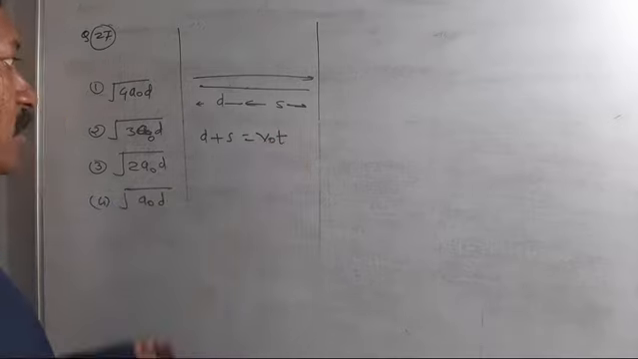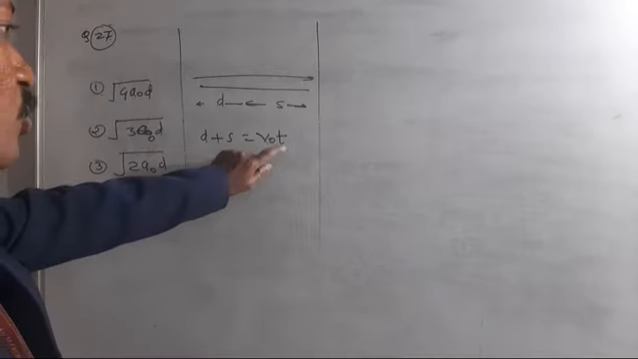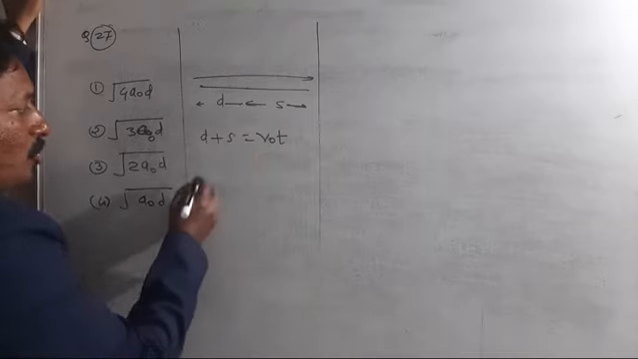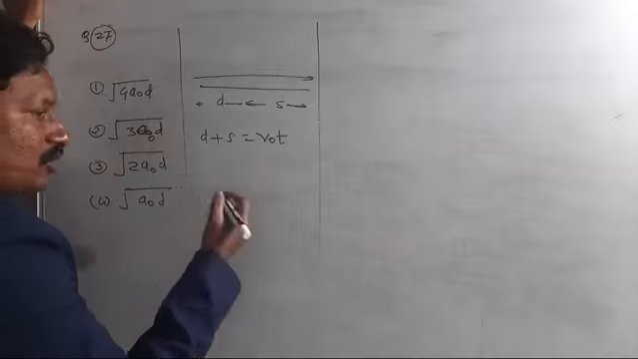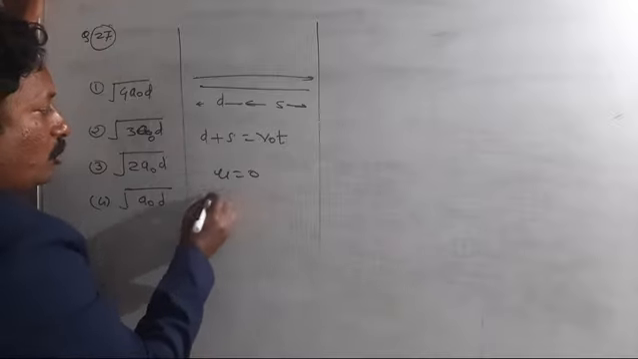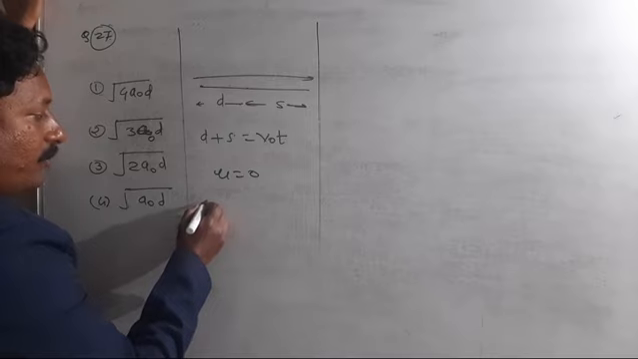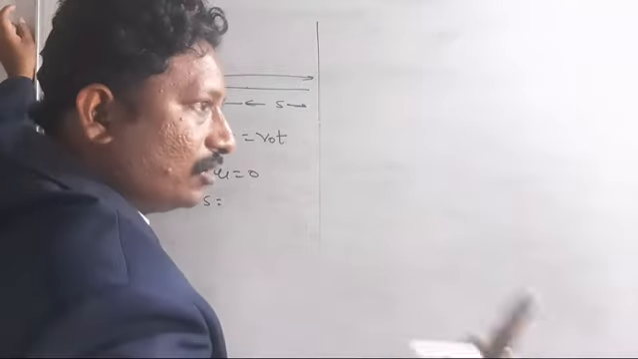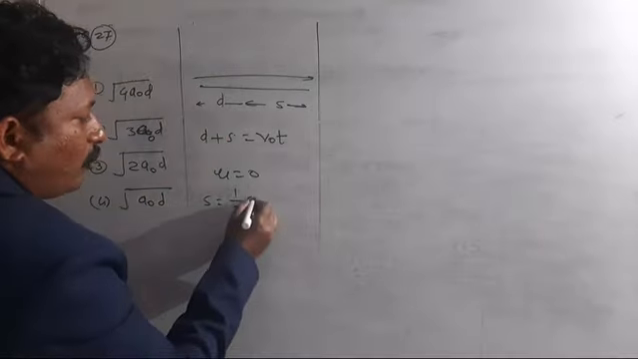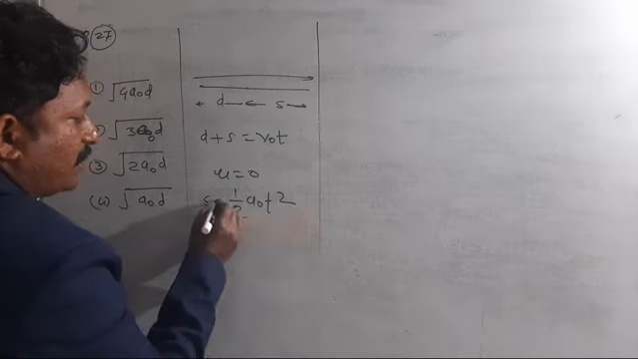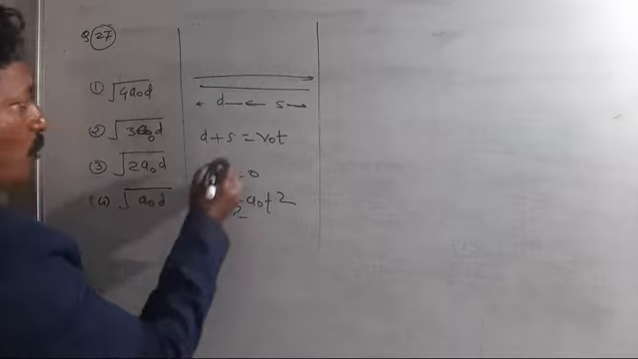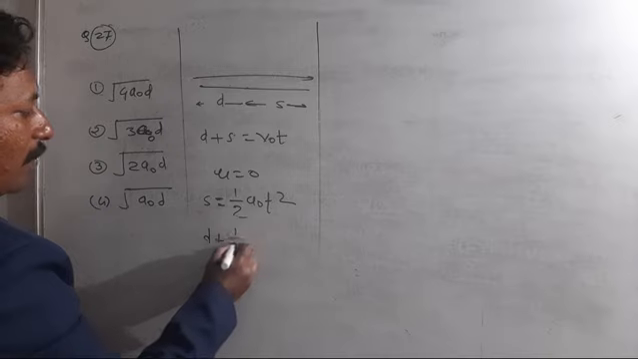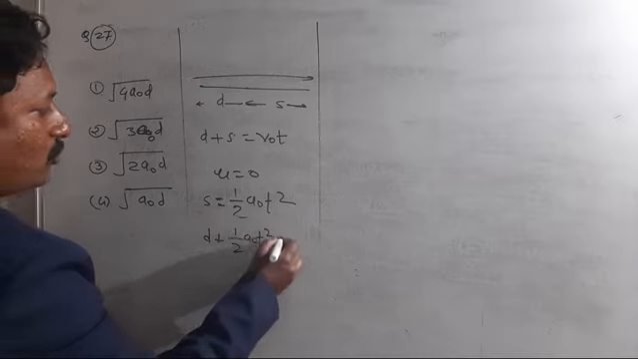Right student, velocity in time is nothing but the total distance. So first find out this displacement s. Since the body starts from rest, the initial velocity is equal to 0 and the acceleration is a naught. Put into s is equal to ut plus half at square, where u is 0, so we get s is half a naught t square. Put this value in this expression, that is d plus s is equal to v naught t, so d plus half a naught t square is equal to v naught t.